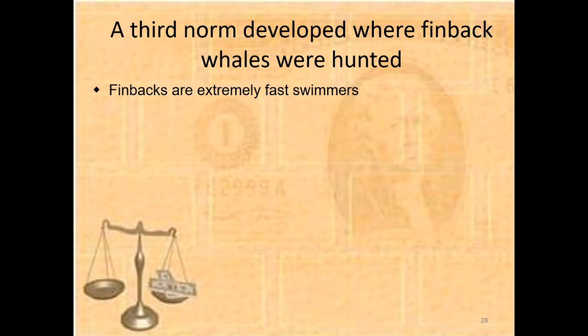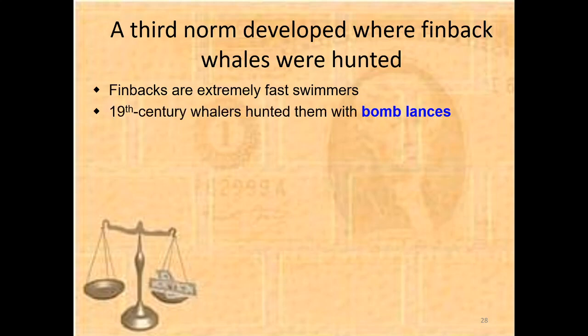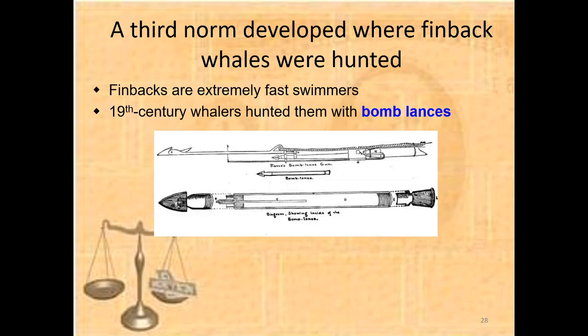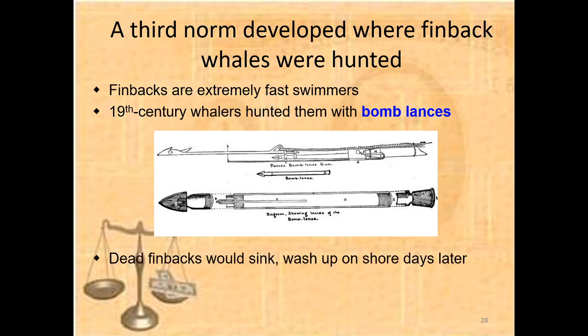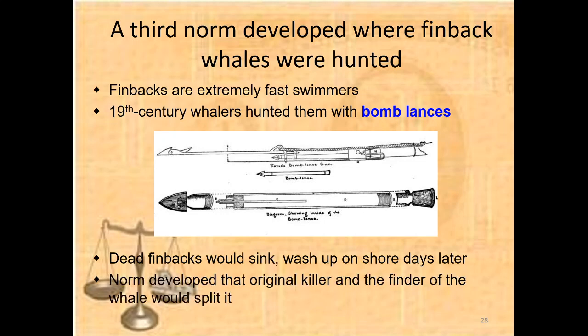So again, a third norm developed where finback whales were hunted. Finback whales are extremely fast swimming whales. In the 19th century, whalers hunted them with bomb lances. This is the 19th century, after dynamite was introduced. So they used these bomb lances to kill these whales. A dead finback would sink and wash up, because it is such a fast swimmer and goes down deep. It may be washed up on some other shore days later. So a norm developed that the original killer and the finder of the whale would split it. This was ruled in that way in an 1881 case.